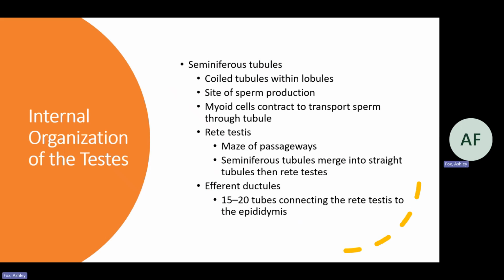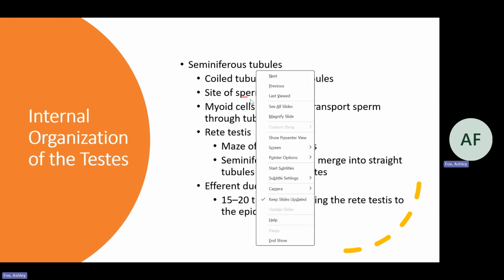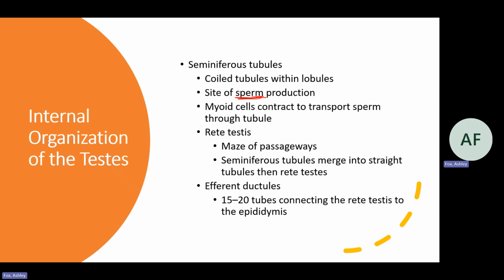Then on the inside of each testis, we have what we call seminiferous tubules. This is going to be where sperm is actually produced. It matures as it's going along, but it's produced in the seminiferous tubules. And they're coiled within the lobules. There's a lot of surface area for sperm production.